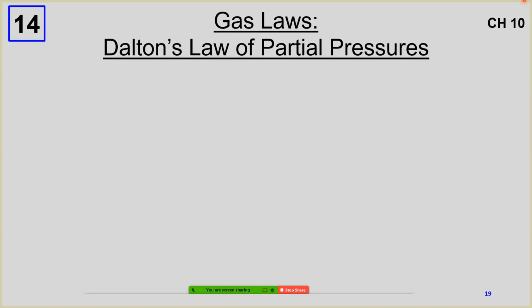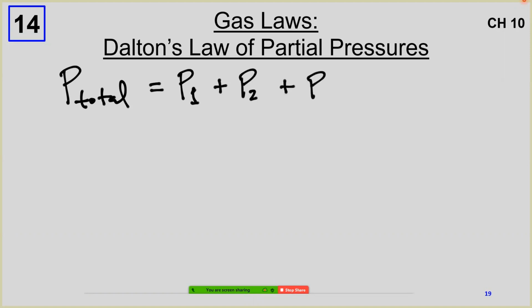So that's what Dalton's law is. It takes into account the individual pressures of each of the gases in a given container. So you can calculate the total pressure in a container containing different gases by simply adding the different pressures, right? So P total would be pressure of one gas plus the pressure of the second gas plus pressure of the third gas, and so on and so forth, however many different gases you have.